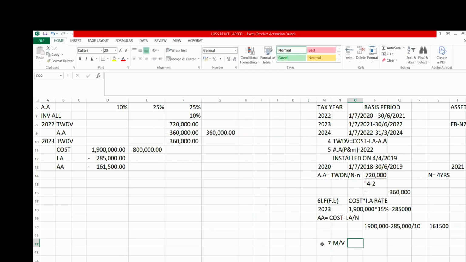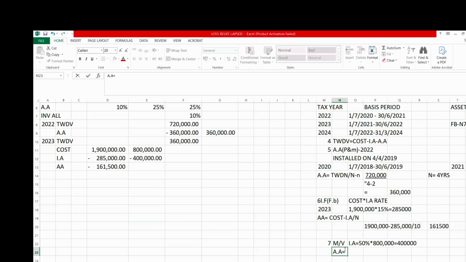Motor vehicle initial allowance will be cost multiplied by the initial allowance rate, which is 50% multiplied by 800,000. That will give us 400,000 naira. So here we have 400,000.